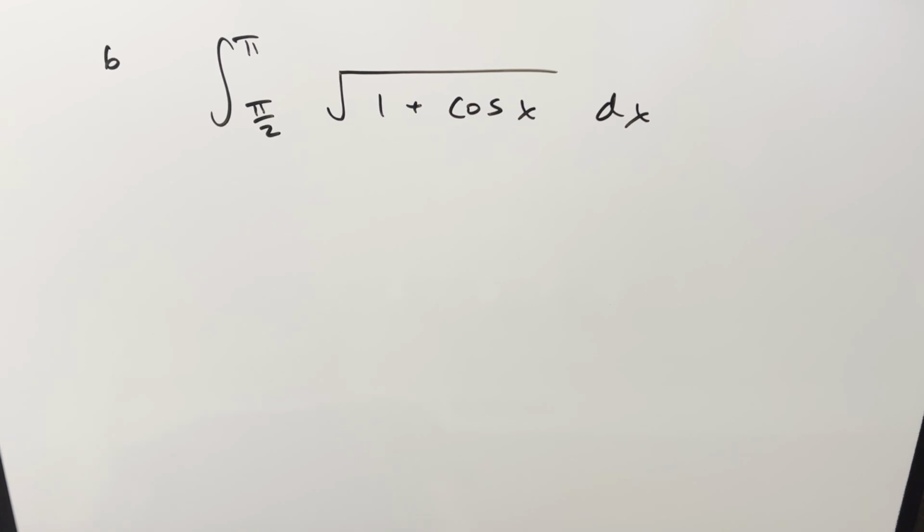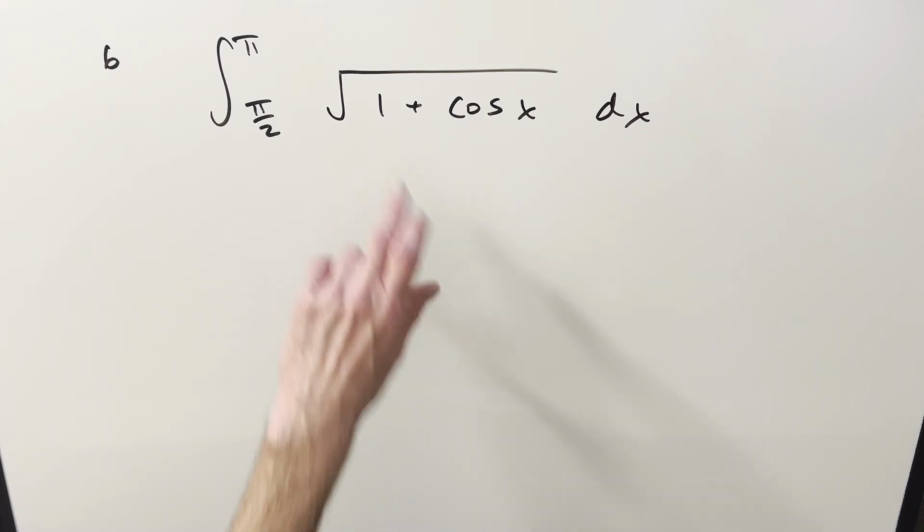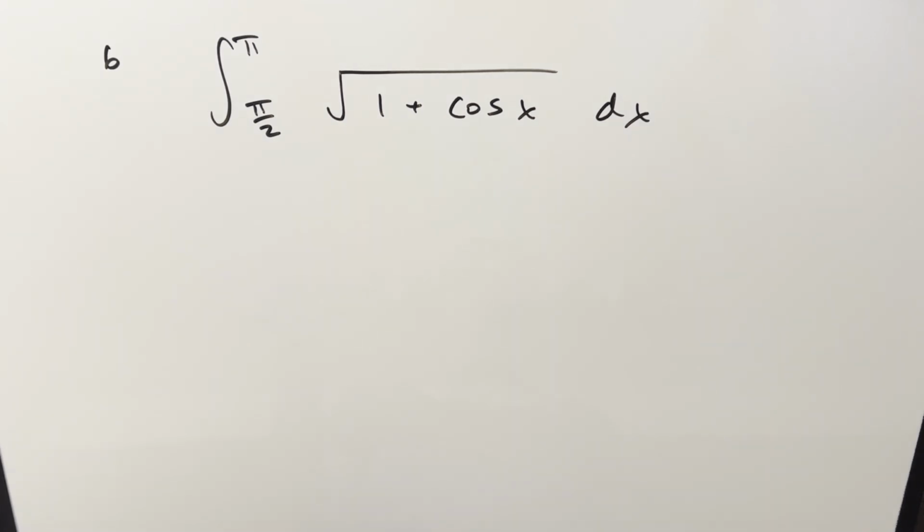Okay, we have here today another integral. This one's from the CalTech Math Meet number 6. We have the integral from pi over 2 to pi of square root 1 plus cosine x dx. Okay, this thing here is looking a lot like the half angle formula for cosine.